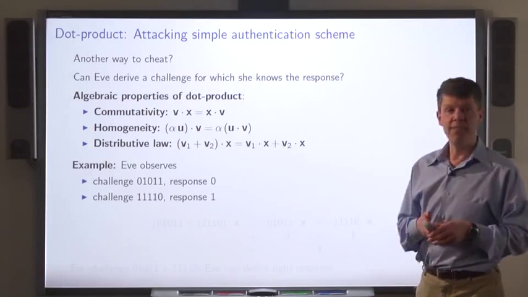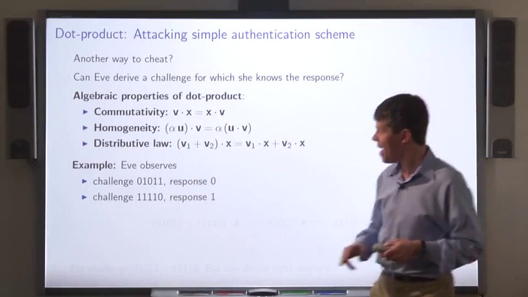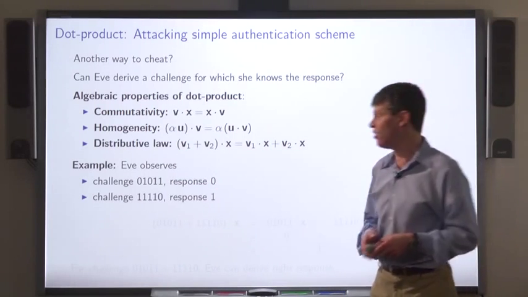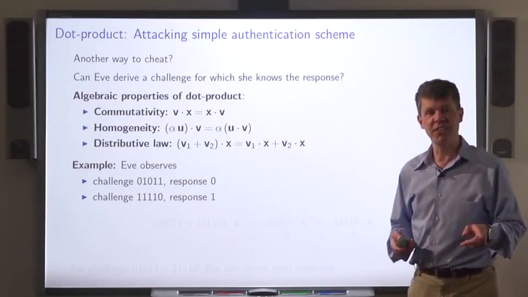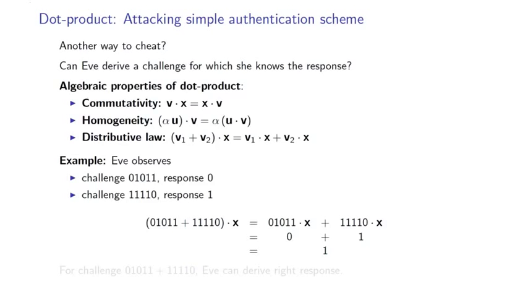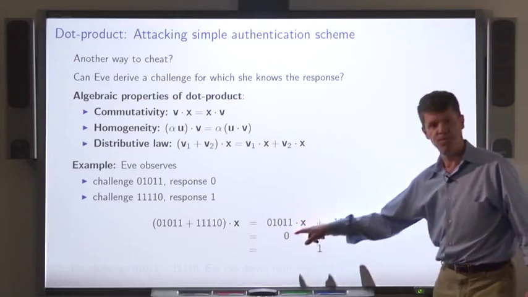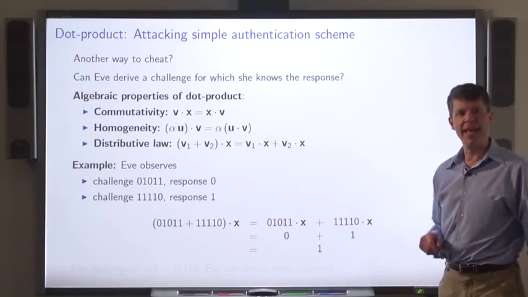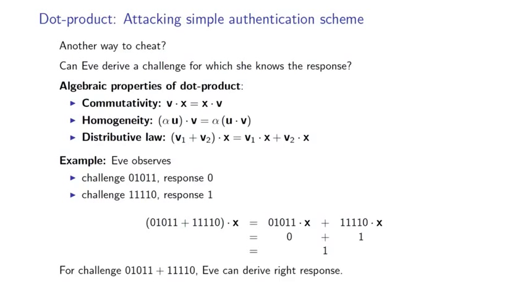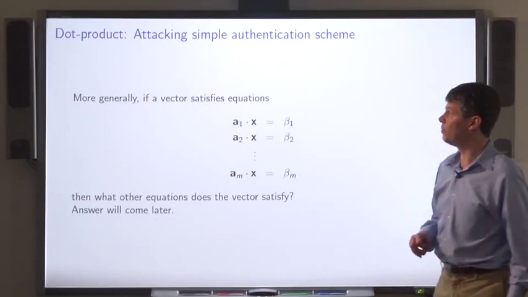So let's say Eve observes two challenges, 01011 and 11110, and the responses that the human gives for those challenges. Here's how she can figure out the response for a challenge she hasn't yet seen. The dot product of the sum of these two vectors with x is equal to the sum of the dot products using the distributive law. She knows the dot products for each of these two. She can add them up to get the response for the sum. So for the challenge that's the sum of these two vectors, she can compute the right response.